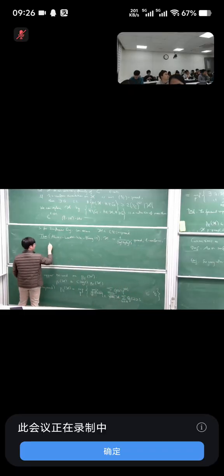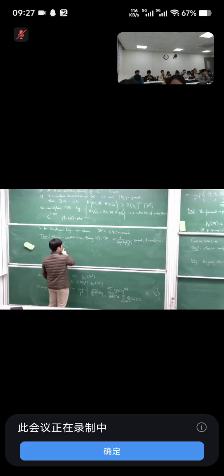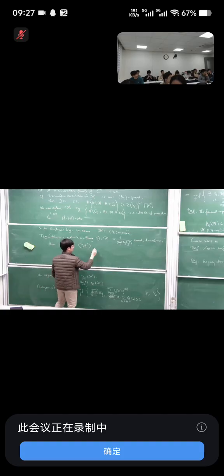Then if you take a random subset of the domain with some appropriate small constant probability, this random subset will contain at least one set from H with probability 1.